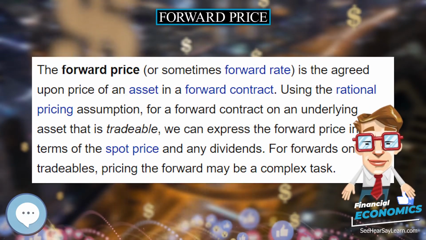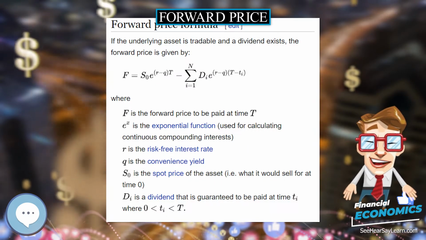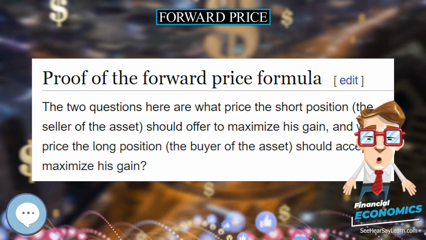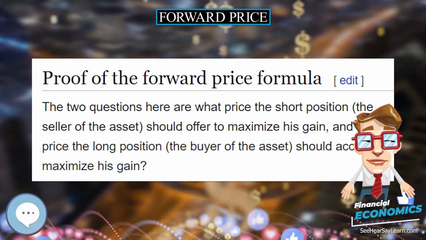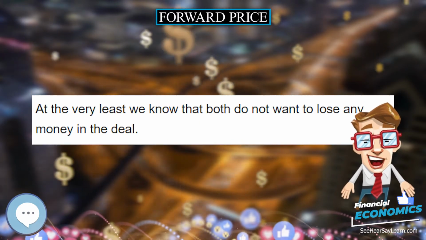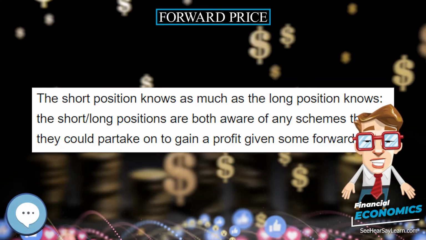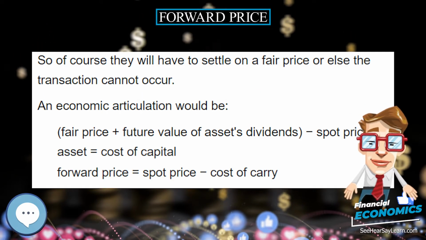Forward price. The forward price, or sometimes forward rate, is the agreed-upon price of an asset in a forward contract. Using the rational pricing assumption, for a forward contract on an underlying asset that is tradable, we can express the forward price in terms of the spot price and any dividends. For forwards on non-tradables, pricing the forward may be a complex task.